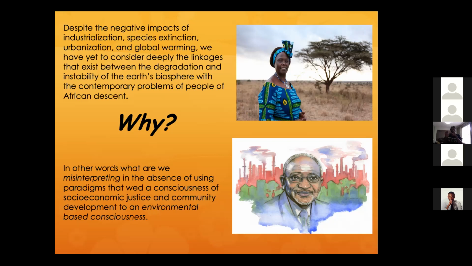We look at things like industrialization, species extinction, global warming, and urbanization, and then we look at the conditions of Black folk in the context of the Caribbean, in the context of Africa and the Pacific Islands, because the class itself studies the African diaspora. It doesn't just focus on Black people in the US. Why don't we connect these two things in the way that Dr. Agyeman says they should be connected?